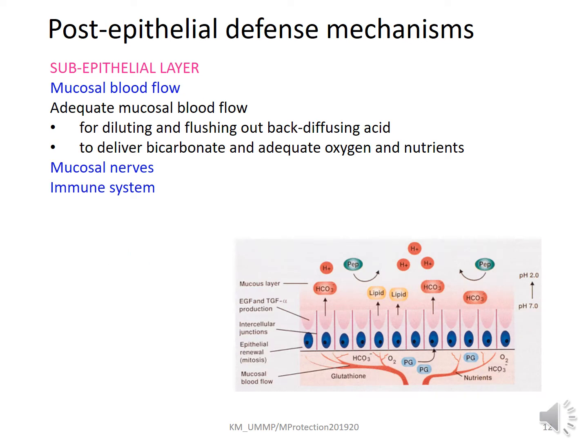Post-epithelial defense mechanisms are also important. The mucosal blood flow supplies oxygen as well as bicarb. In addition to this, we have a local synthesis of prostaglandin here. This prostaglandin is very important as it stimulates the bicarb secretion from your epithelial cells. And then we have a mucosal nerve, and as I told you, in the small intestine, we have lymphoid tissue here. All the immune cells can protect against infection.